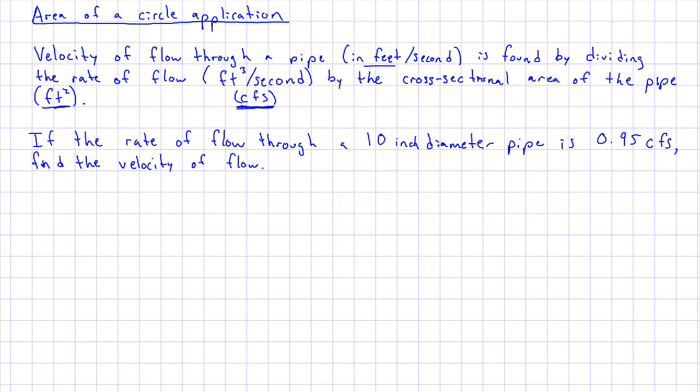Then we have the actual problem statement. If the rate of flow through a 10-inch diameter pipe is 0.95 cubic feet per second, find the velocity. Okay, so we know we're aiming for something that's going to be in feet per second. We're given cubic feet per second, but we're also given inches. So the first thing I want to do is make sure my units all match.